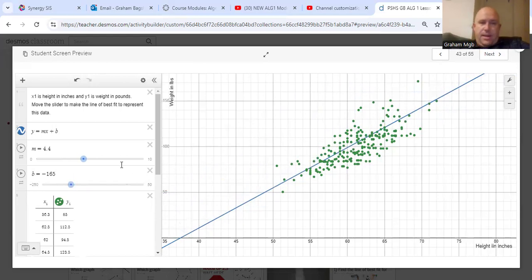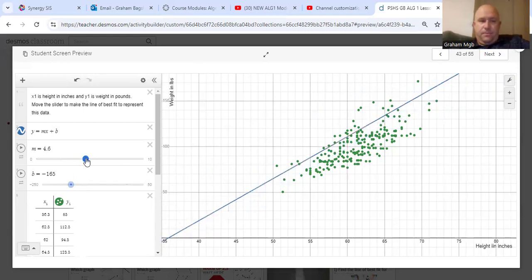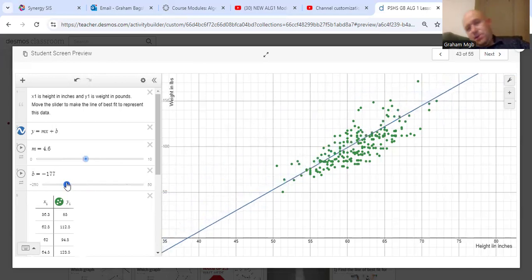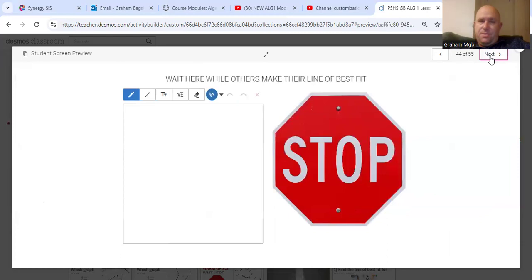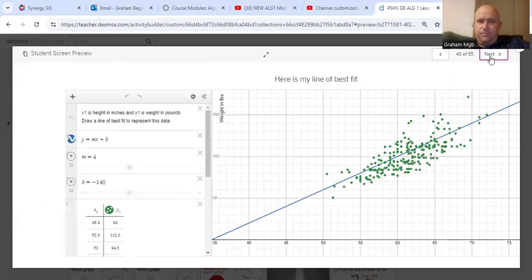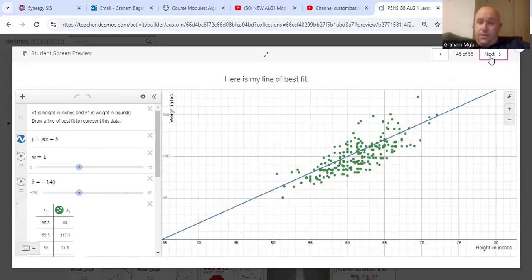I think that's good. Now, it is a little bit of guessing for sure. There is a way to find the definite line of best fit, and that will actually come in a later unit. That one I like even more. I basically got half the values above, half the values below. I think that's a pretty good one. So M is 4.6 and B is negative 177. In my case, you might find it slightly different to that one. And in fact, on this one, I end up with something slightly different. I had 4 and I had negative 140. So it will change from time to time.